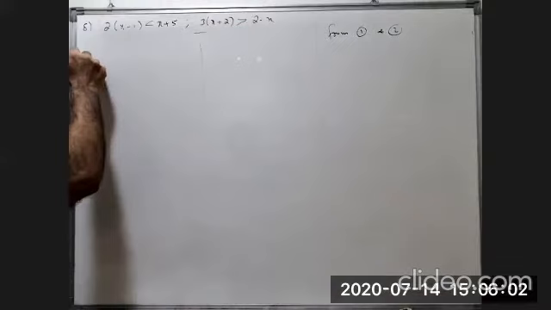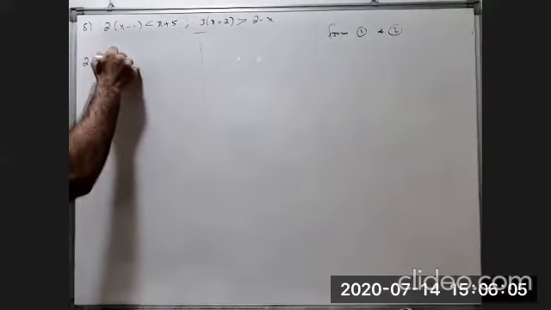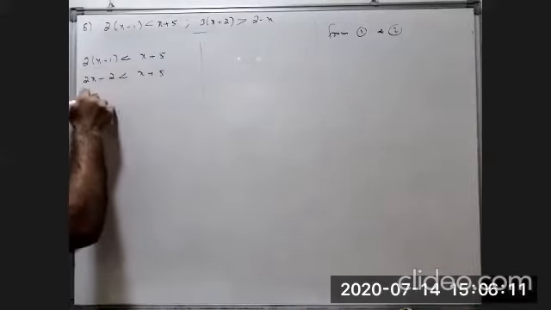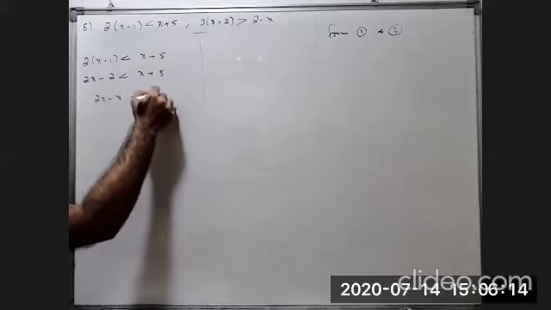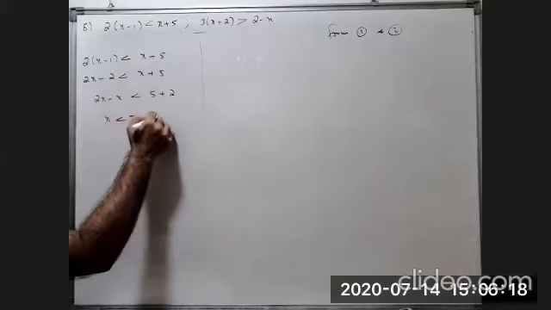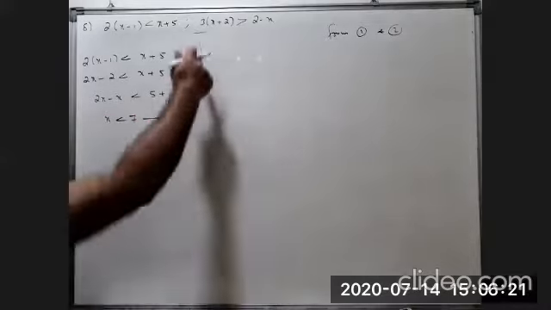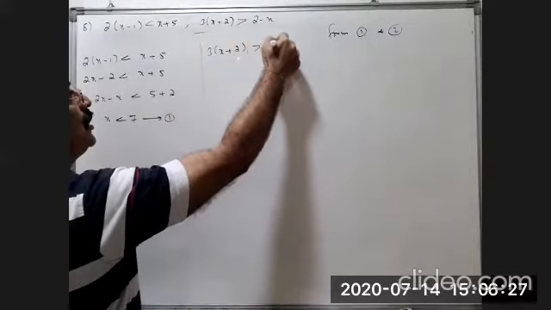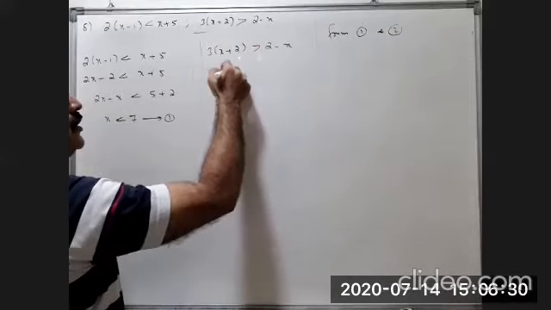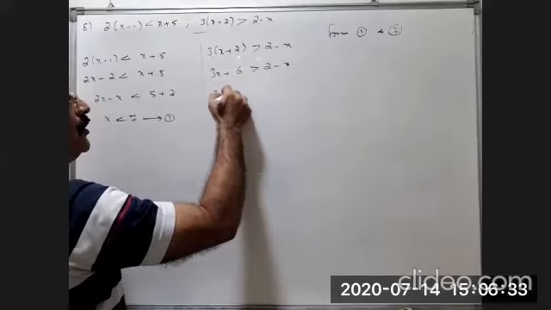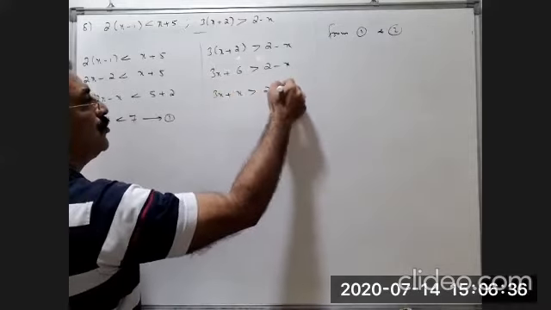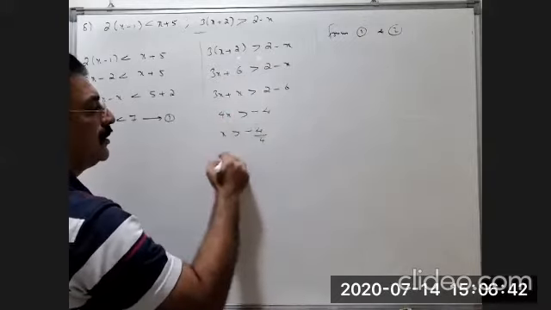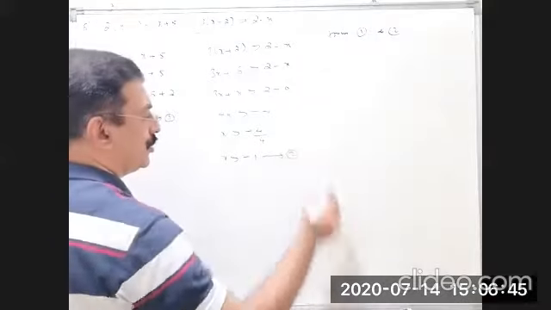Again, taking the first one, 2 into x minus 1 less than x plus 5. 2x minus 2 less than x plus 5. 2x minus x less than 5 plus 2. x less than 7, condition 1. Second one: 3 into x plus 2 greater than 2 minus x. 3x plus 6 greater than 2 minus x. 4x greater than 2 minus 6, so 4x greater than minus 4. x greater than minus 1, condition 2.